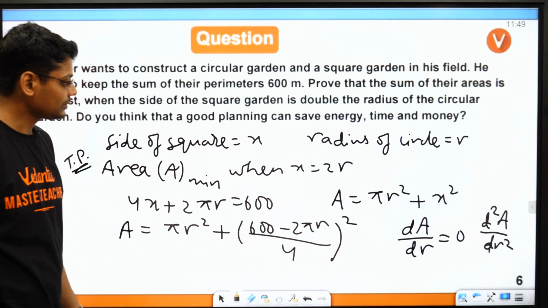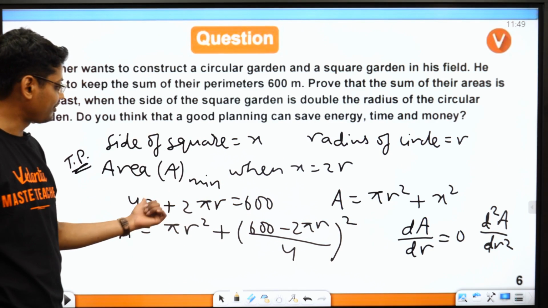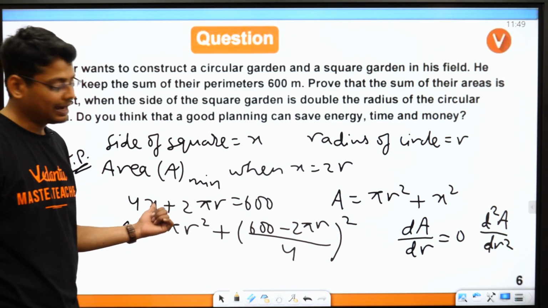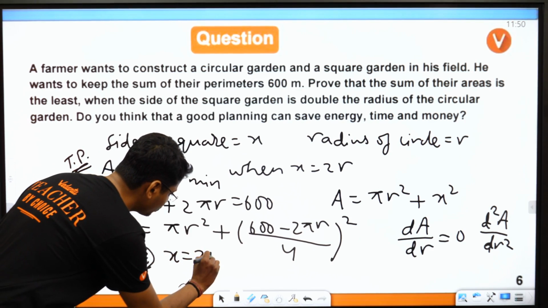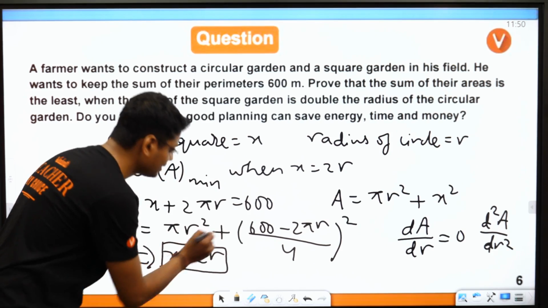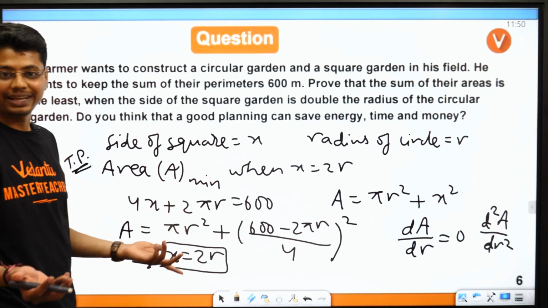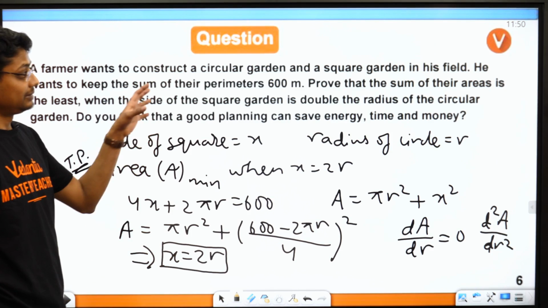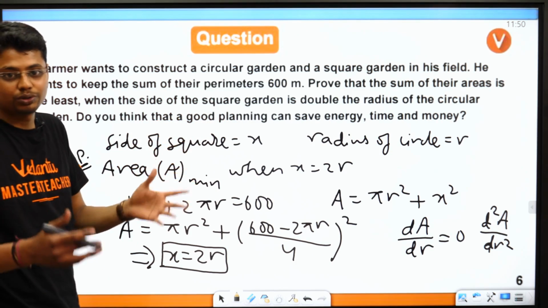Alright. And then since R has been got, I can find X, and we would be able to conclude that X is indeed equal to 2R when the area is minimum. So I am not going into the calculation part to save time. It is to show you that these are the typical questions. This is a typical good question, a so-called good question at boards level.